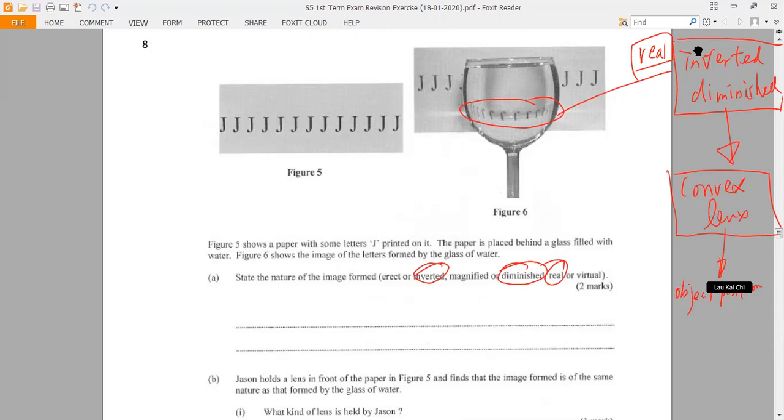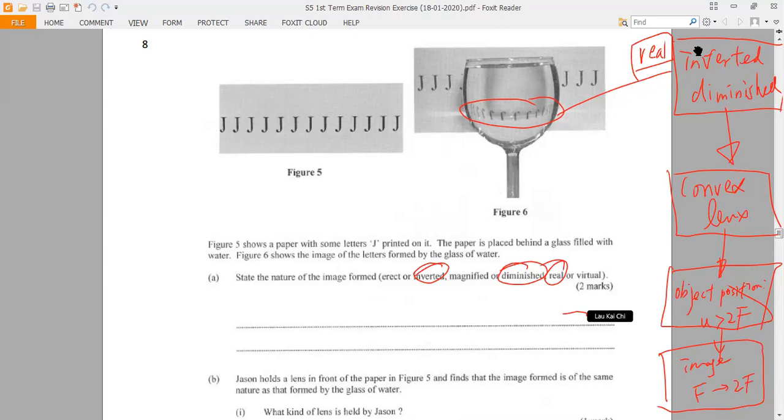At which position do you have a diminished image? You need to study that, which is beyond 2f, yes, larger than 2f. And the image position is between f to 2f. Yes, very good. Now you should be able to tell this without referring to the notes. This is something we should be able to handle in the test, in the exam, I mean. Okay, so let's answer the question now.